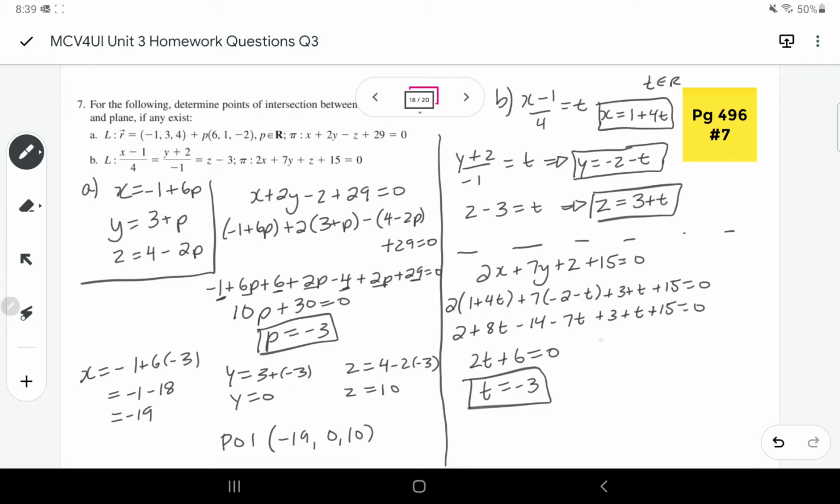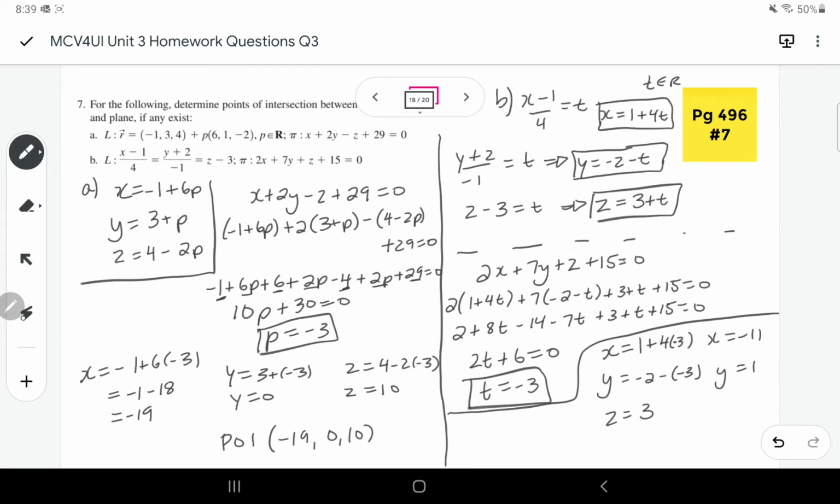and B. Then I'm going to sub those into the parametric forms of the equations of the line up there. So x equals 1 plus 4 times negative 3. So x equals negative 11. y equals negative 2 minus negative 3. So y equals 1. And z equals 3 plus negative 3, so z equals 0. So the point of intersection here is (-11, 1, 0).